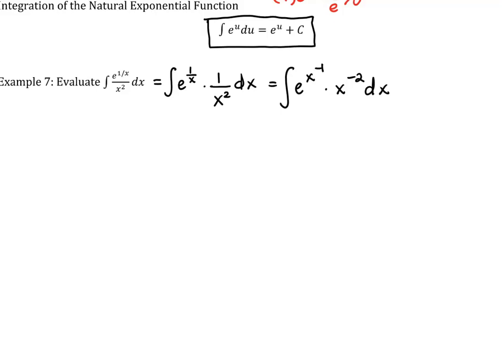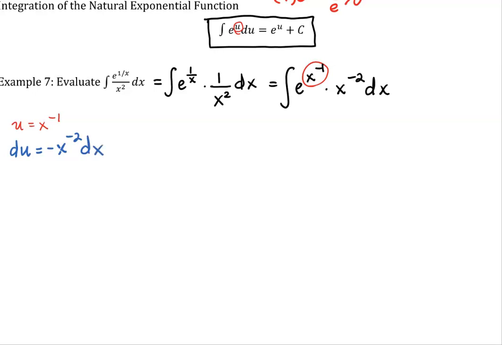And again, if you're still struggling with choosing what u is, the integration formula kind of gives it to us. u needs to be what's in the exponent of e. So our u is going to be x to the negative 1. Now I'm going to go in and take du, because we are integrating here, so we don't need u prime, we need du, which is the derivative of u, which will be negative x to the negative 2 dx. We don't have that negative in front of our x to the negative 2 dx in our integral, so I'm going to multiply both sides of this equation by a negative 1 to get that negative du is equal to x to the negative 2 dx.